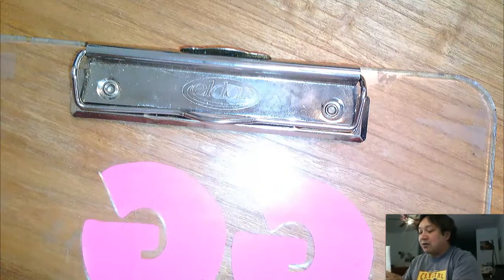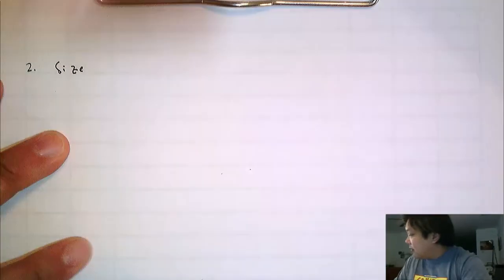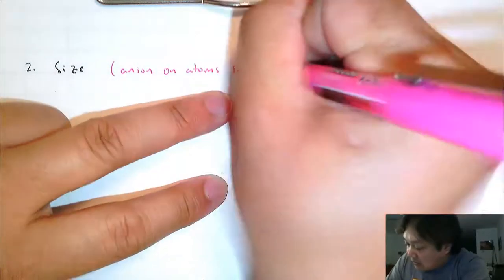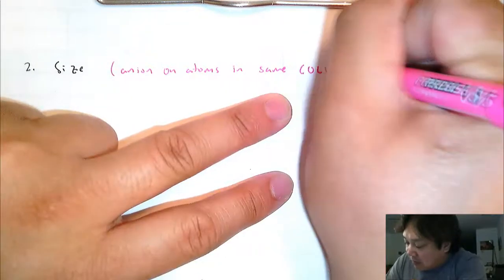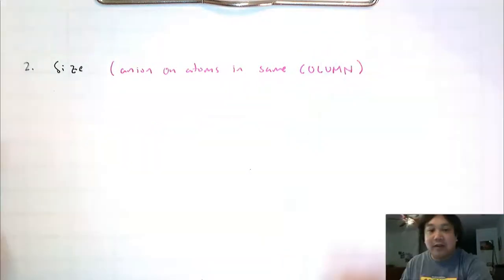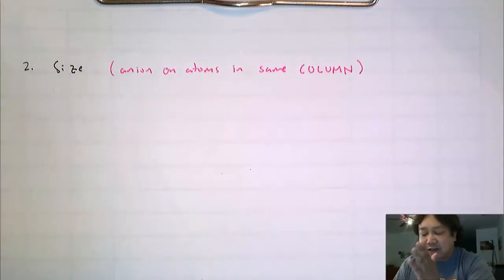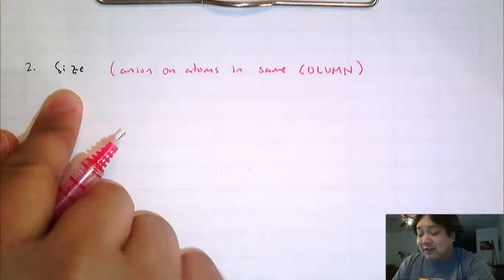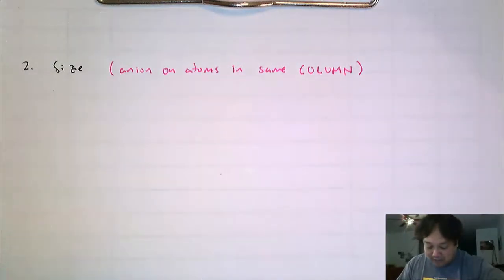Number two, size. You saw anions where the charges are on different atoms within the same period, but what if they're in the same group, same column? So in parentheses again, now anion on atoms in same column. We're not going to use electronegativity. Actually, they have similar electronegativities as you go down the column. They have very different sizes, the anions. And this one's fairly simple.